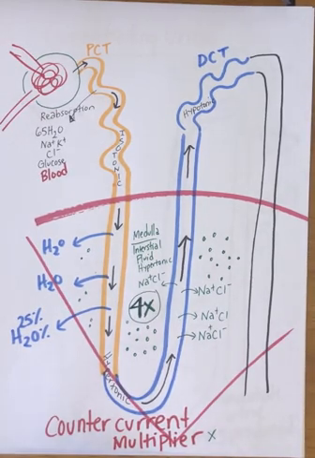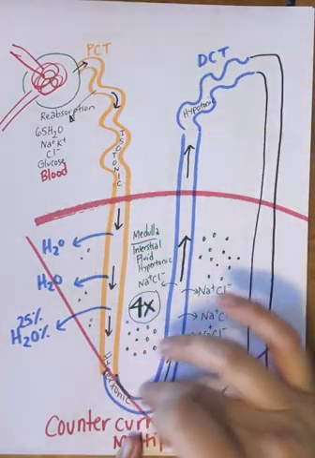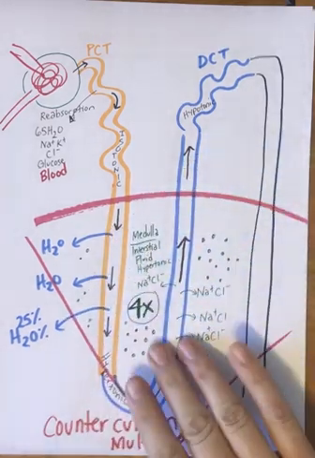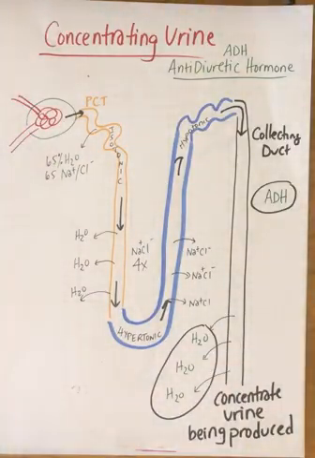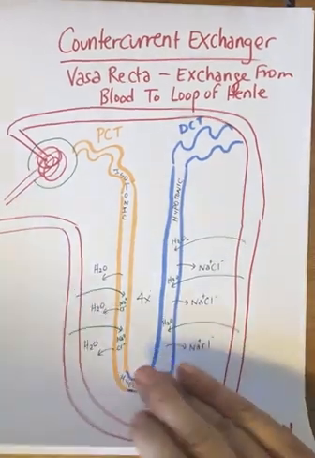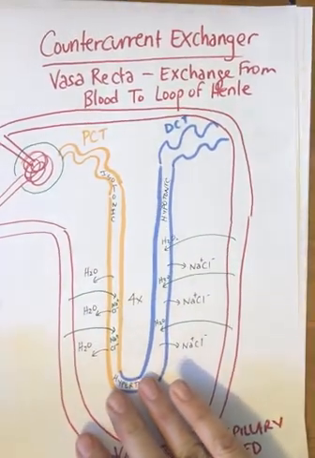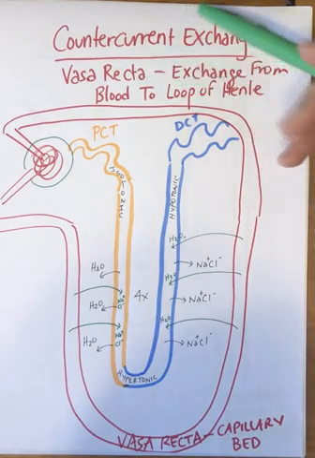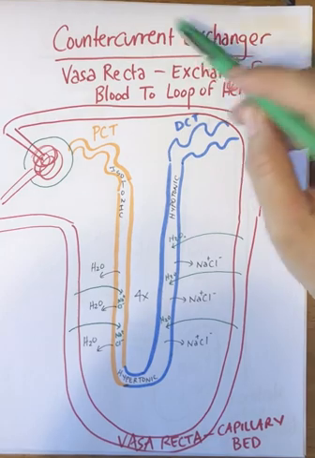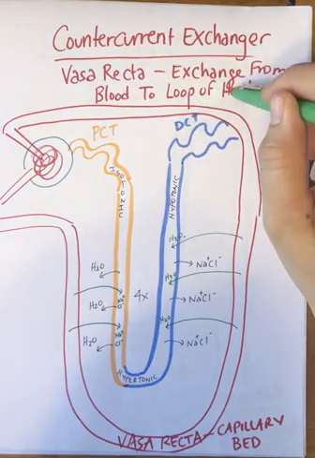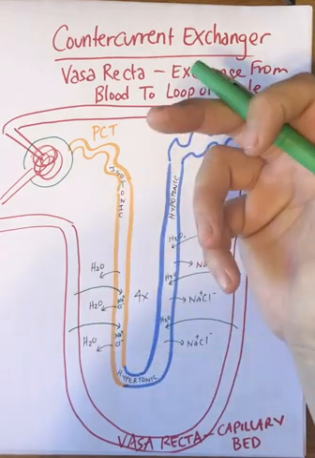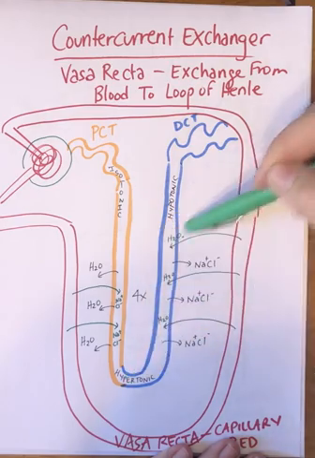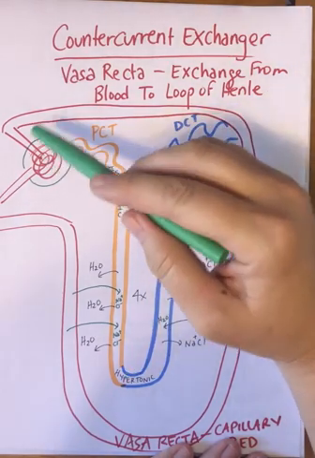So you can actually push pause and draw this nephron again, and we're going to talk about the countercurrent exchanger. Now, in the countercurrent exchanger, we're going to be using the capillary bed that's involved with the juxtamedullary nephrons called the vasa recta. And we're going to exchange from the vasa recta, from the blood to the loop of Henle. Now it's opposite, it's countercurrent. So, first is the proximal convoluted tubule, isotonic, hypertonic, hypotonic. Now, this is the vasa recta.